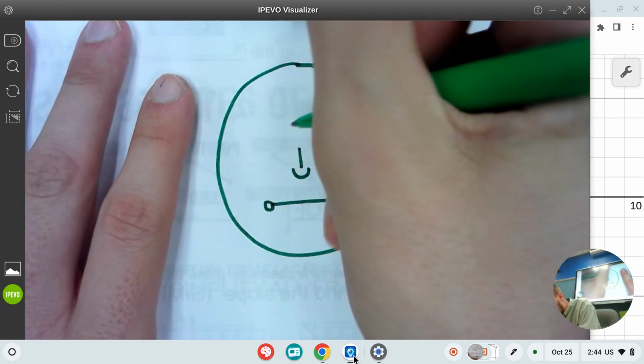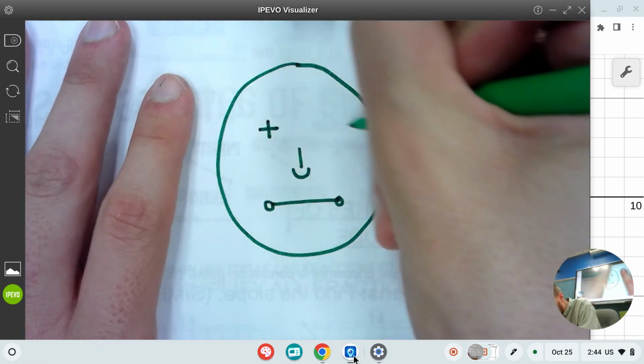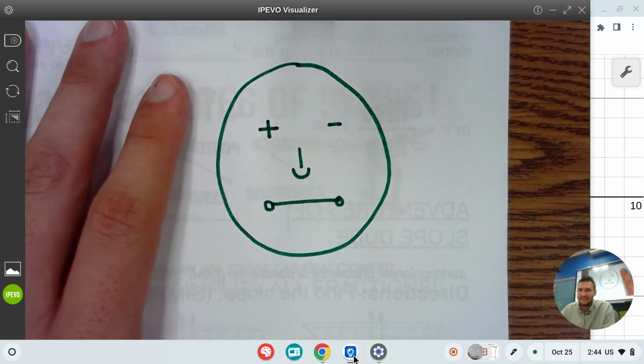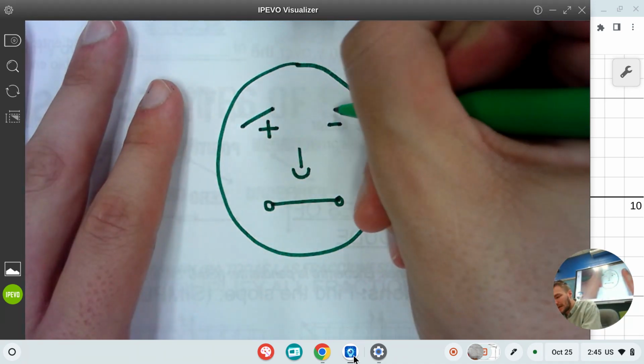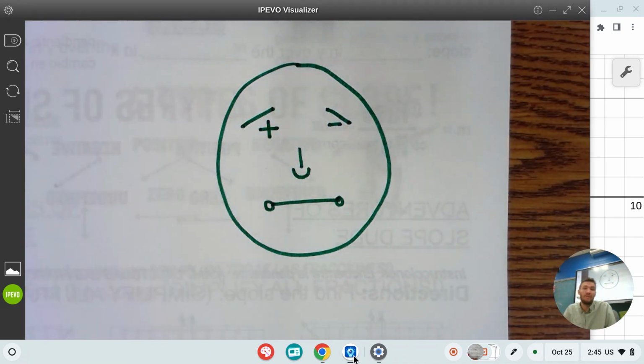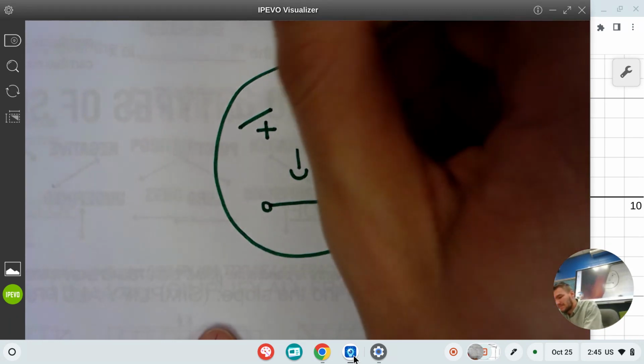I'm going to go ahead and give this person 2 eyes. And this is why I think Slope Man's kind of freaky, because those eyes are weird. I don't like those eyes. And then I'm going to give him 2 eyebrows. Or her, right? Maybe it's Slope Woman, right?